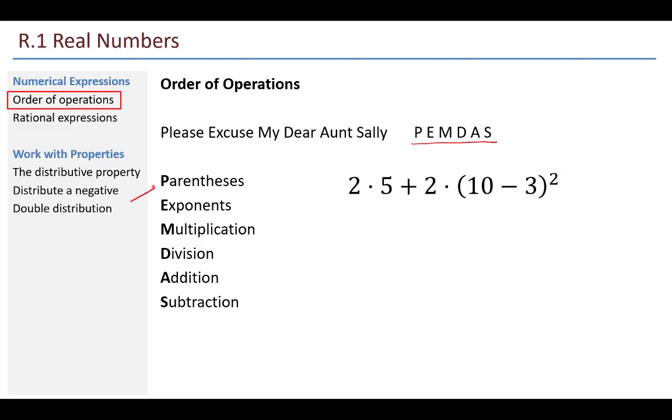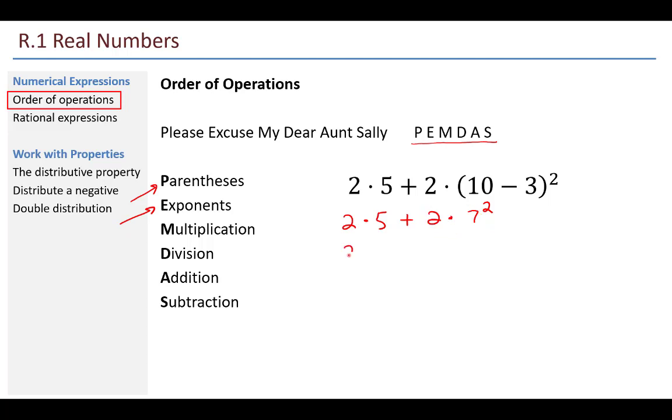Let's get through it. We begin with parentheses. So the first thing I want to evaluate is the 10 minus 3. I'll write down everything again, 2 times 5 plus 2 times, but then the parentheses evaluate to 7, and I keep the square there. You might wonder, should I maybe multiply the 2 times 7 together first and then square that? No. Do your exponents next.